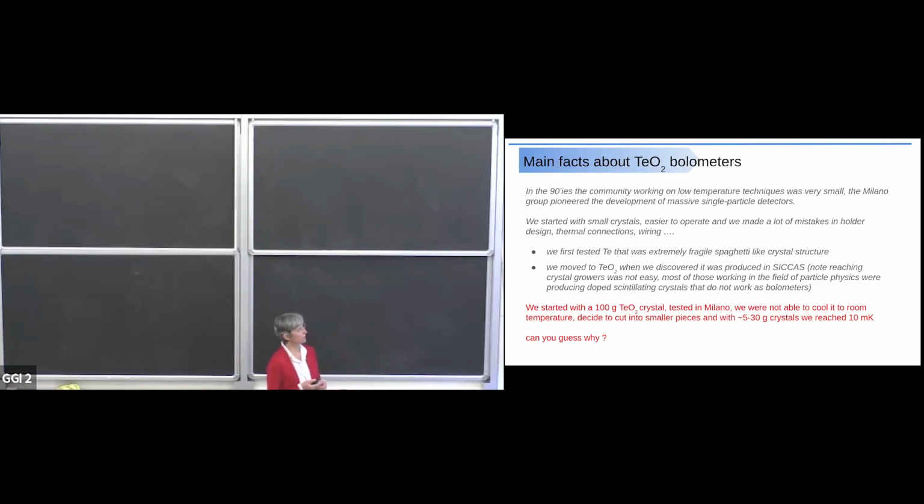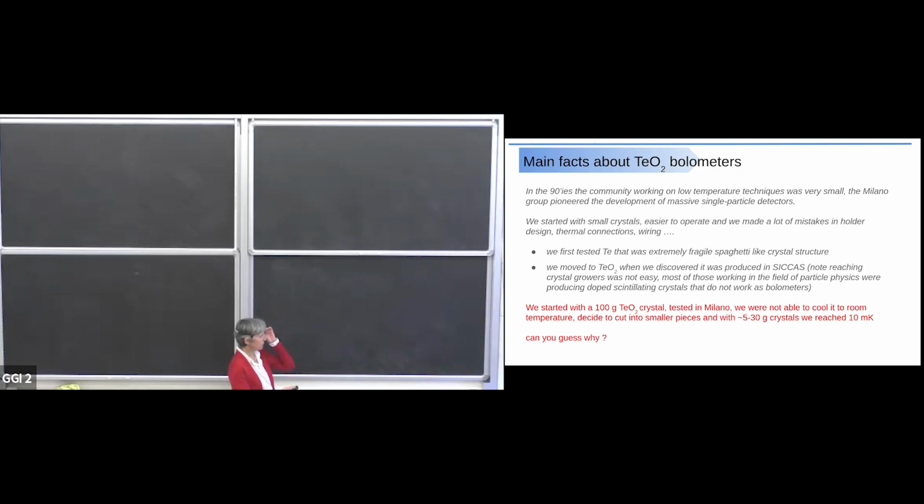So we started developing the large mass bolometers in the 90s in Milano, and we were the first group working on big size detectors. At the beginning, we started with small size detectors. The choice of tellurium was made on the basis of the high Q-value and especially the high isotopic abundance. That means we were able to start with a reduced budget, because enrichment is extremely expensive.